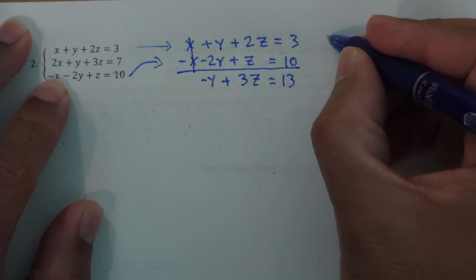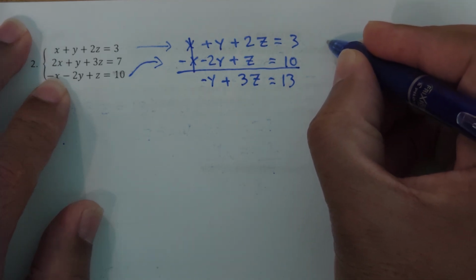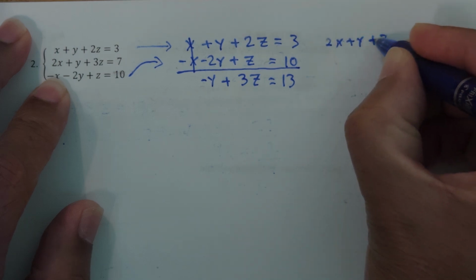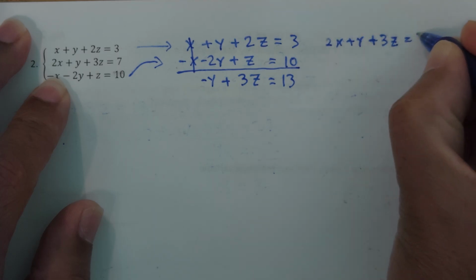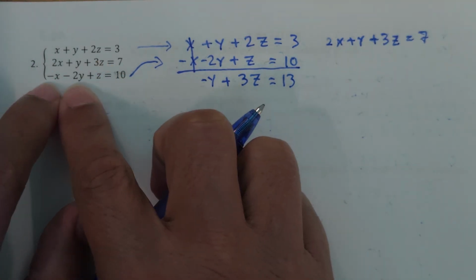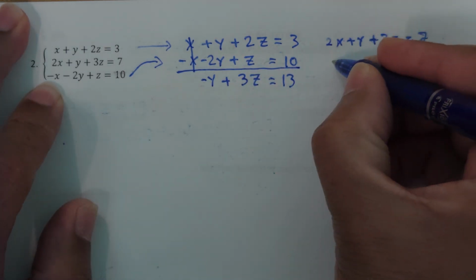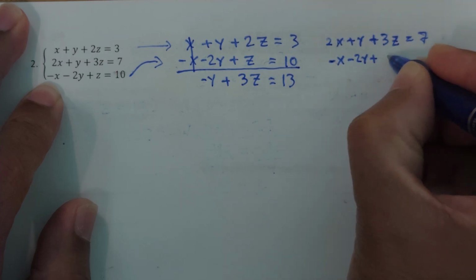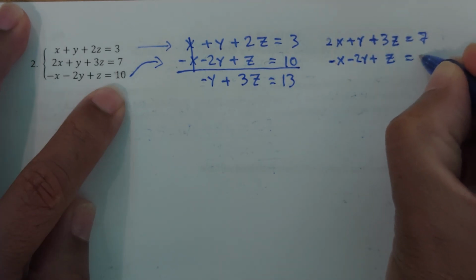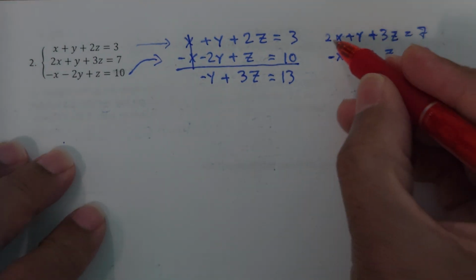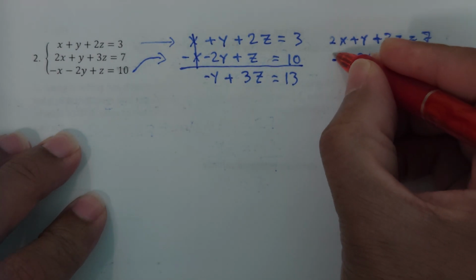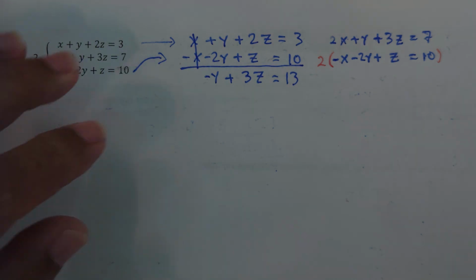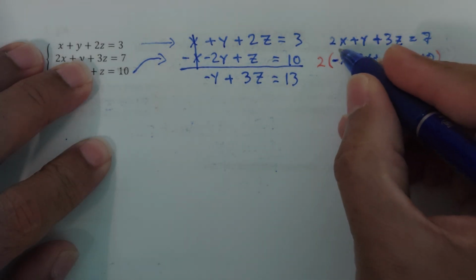So watch what I'm going to do here. I'm going to copy. So I have 2x plus y plus 3z equals 7. So that's the second equation. Then I'm going to copy the third equation just the way it is here, so I can eliminate the x's again. So negative x minus 2y plus z equals 10. But since I want to eliminate the x's, this is negative 1x, so that means I need to multiply this equation by a 2.